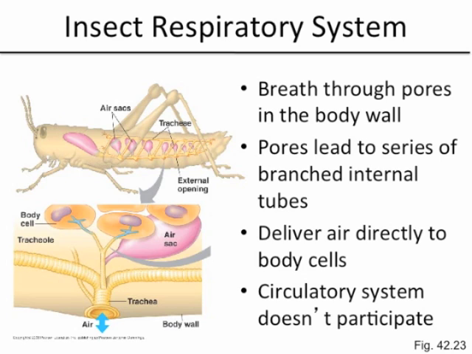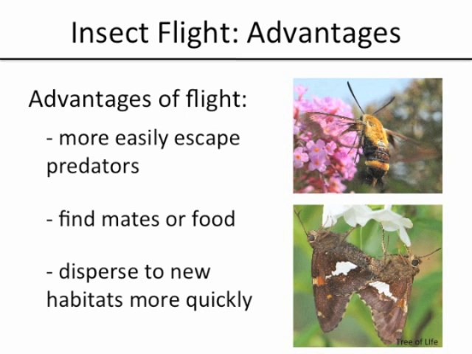All right, something else that arthropods have developed that makes them different from other organisms out there, besides their exoskeleton, is that a lot of them can fly. So a lot of them have been able to develop flight, which allows them to escape predators, find mates, disperse really easily, and find new habitats.